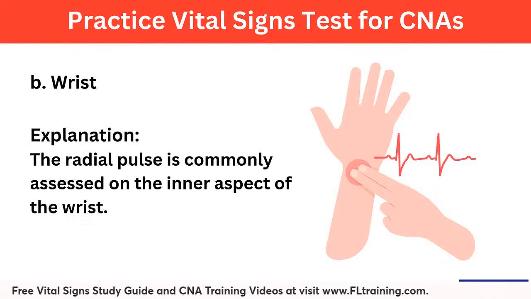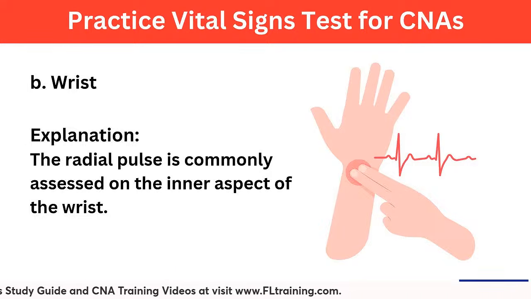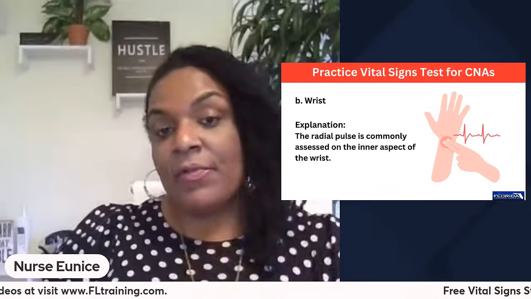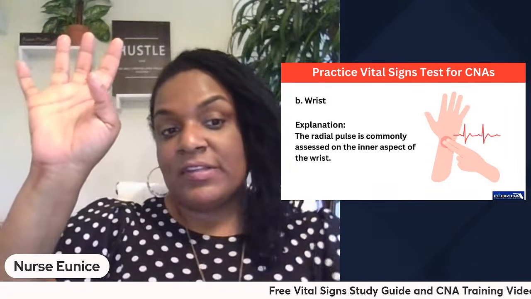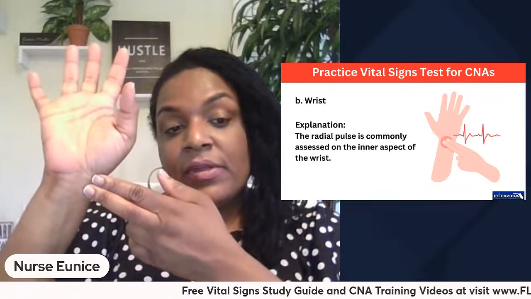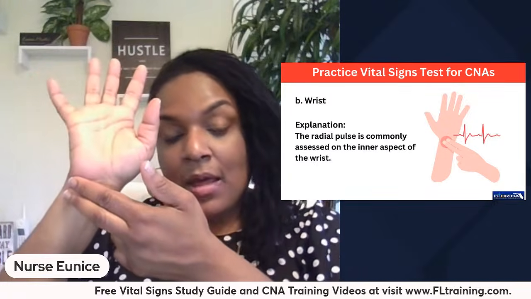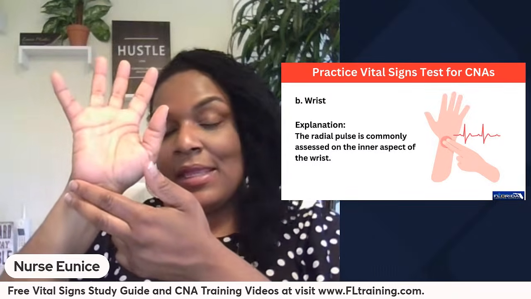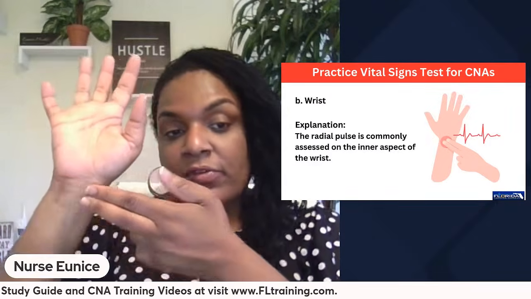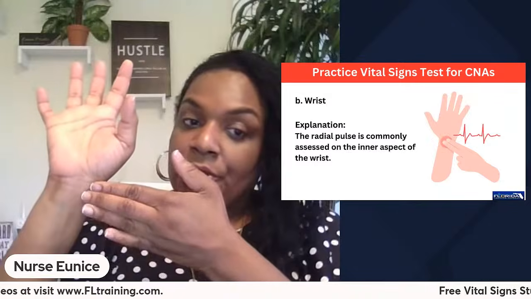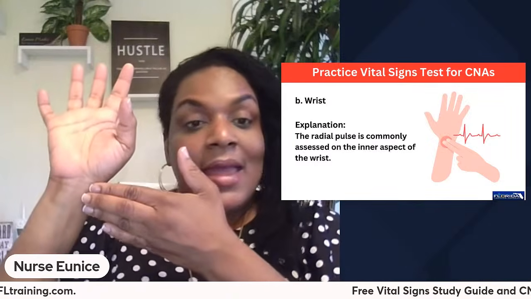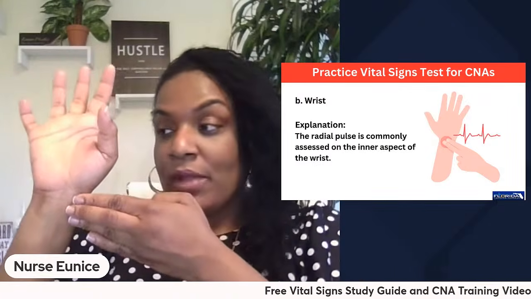The radial pulse is commonly assessed on the inner aspect of the wrist. And so when you're taking your nursing assistant exam for the state of Florida, you want to be mindful the radial pulse is beneath the thumb. You can feel a pulse sometimes at the base of the pinky, but that's not the radial pulse. So when you're taking the pulse for the state of Florida examination, you're going to have 2 or 3 fingers at the base of the thumb, and you're going to count that pulse for 1 full minute.